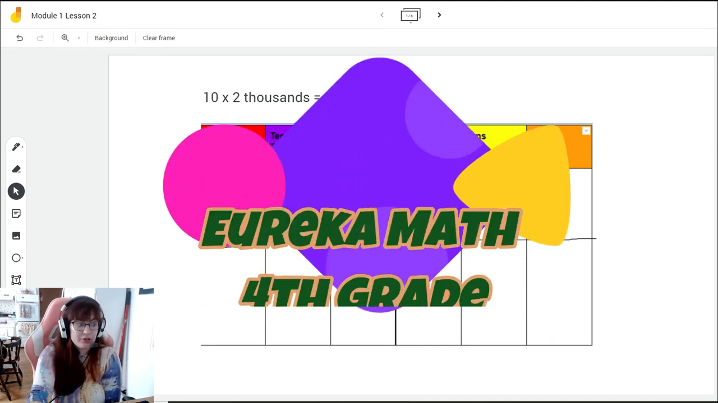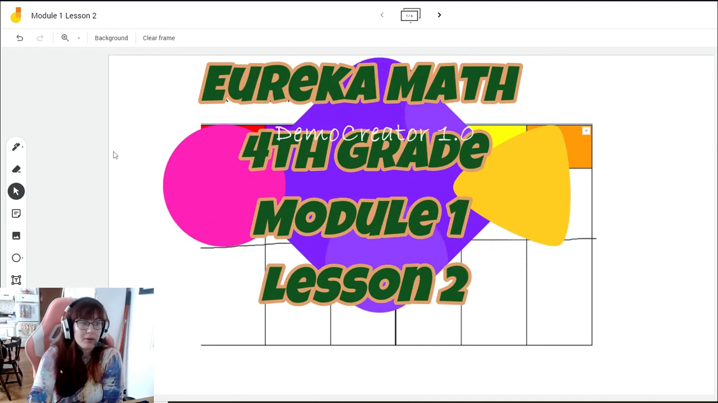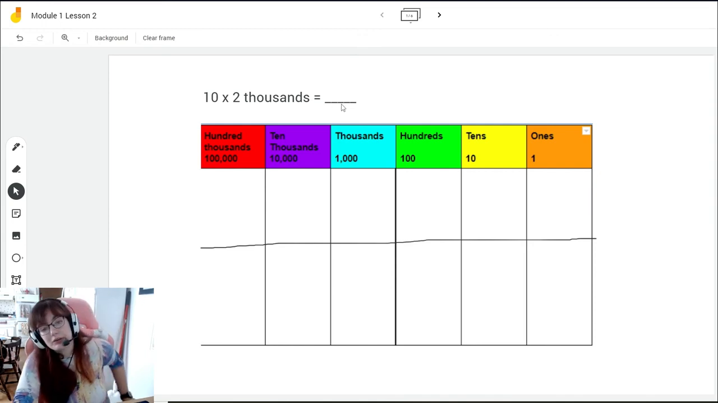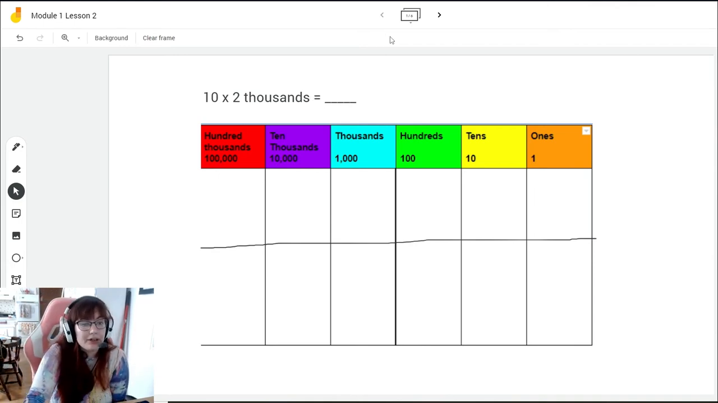Today's lesson, we're going to be doing Eureka Math Module 1, Lesson 1, and for this lesson we are going to be talking about how we can multiply these different numbers in unit form and show how they move on a place value chart.